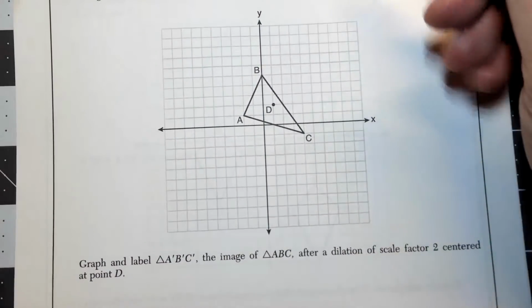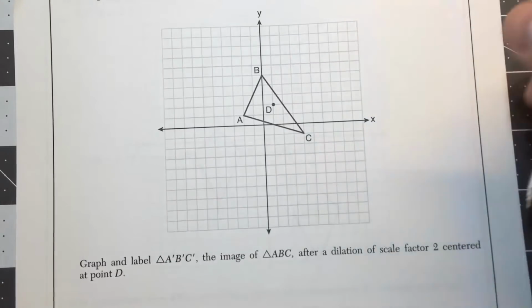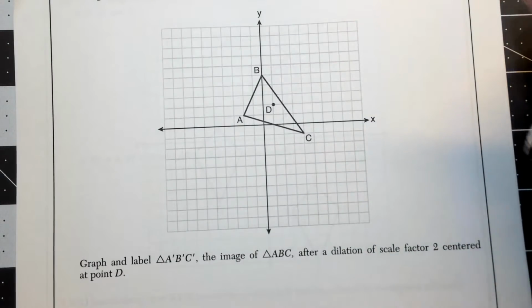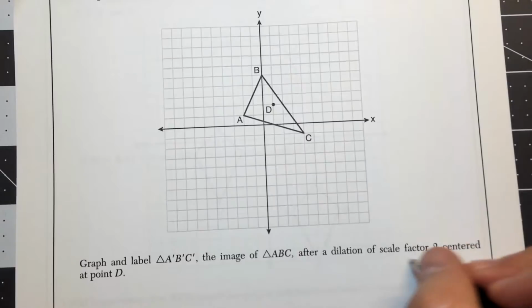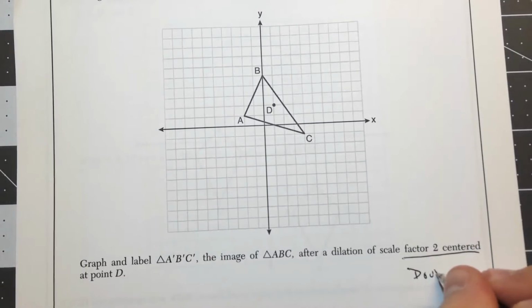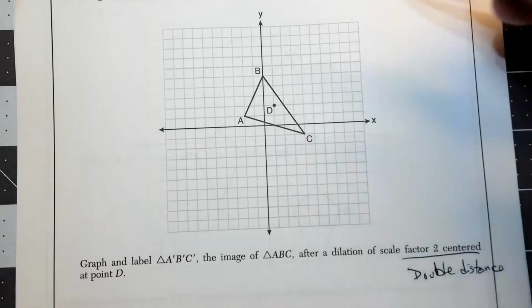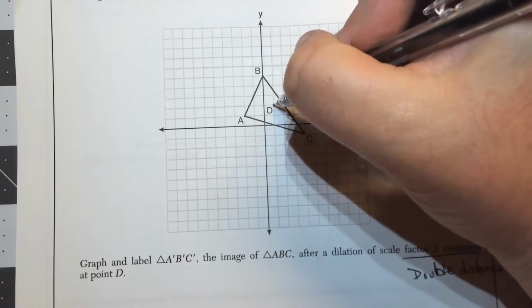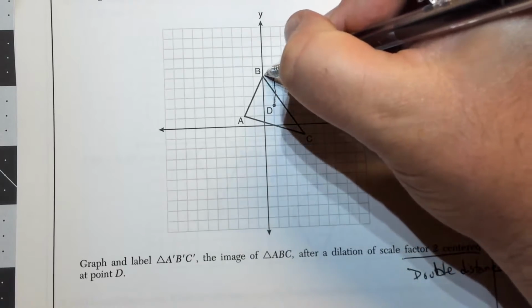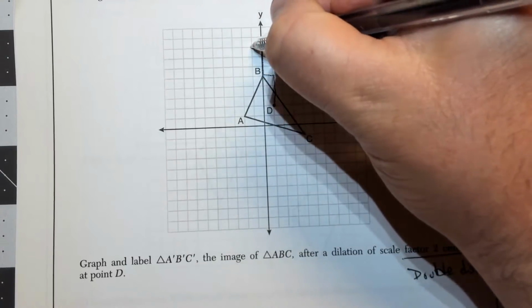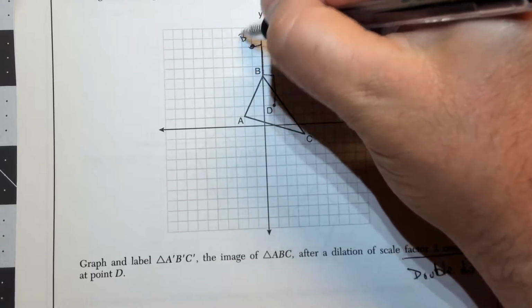Okay, triangle ABC is drawn on the axes below. Dilate it with a scale factor of 2 from point D. So all we're going to do, scale factor of 2, is we're going to double the distance. Use the slope for this. We're going to double that distance. So to get from D to B, we're always traveling from the center out. I have to go up 3 and over 1. I'm going to go up 3 and over 1 again. And this is where B prime is going to go.